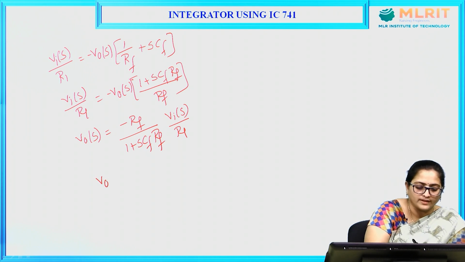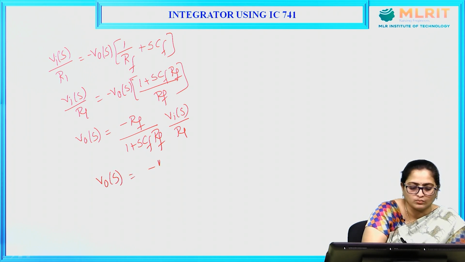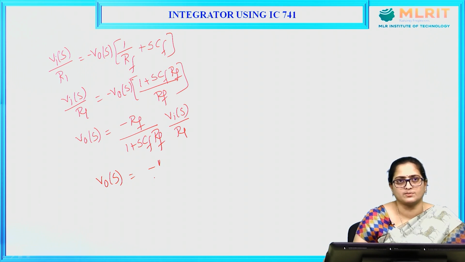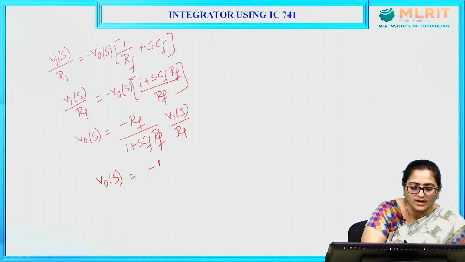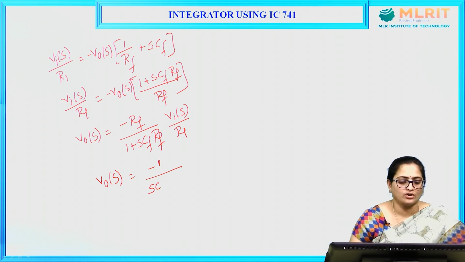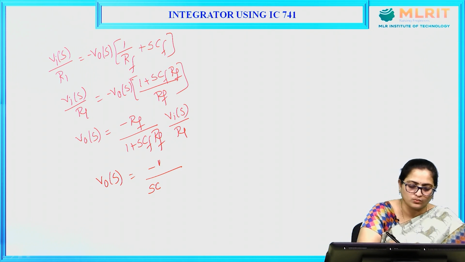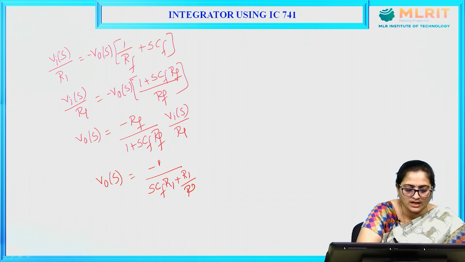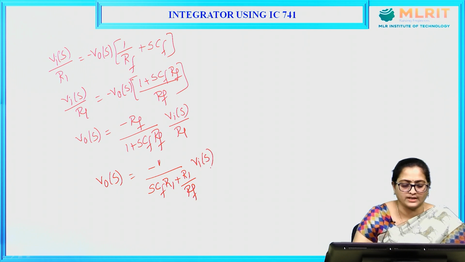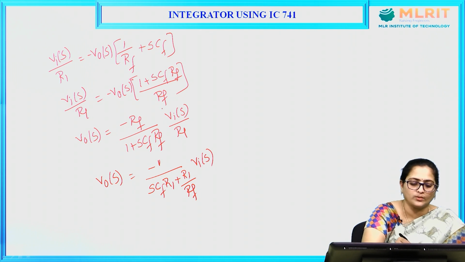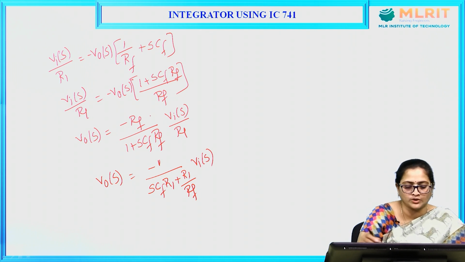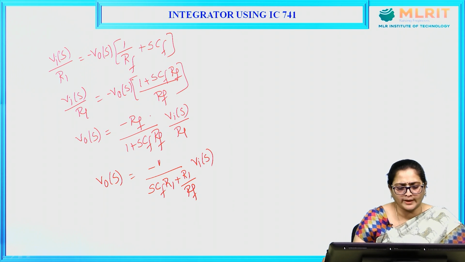So Vo(s) finally can be given as -RF/(1 + s·CF·RF) times Vi(s)/R1, and we can write this as Vo(s) = -1/(s·CF·R1 + R1/RF) times Vi(s). Just divide with RF in the numerator and also in the denominator, so that you will get it as -1/(s·C).